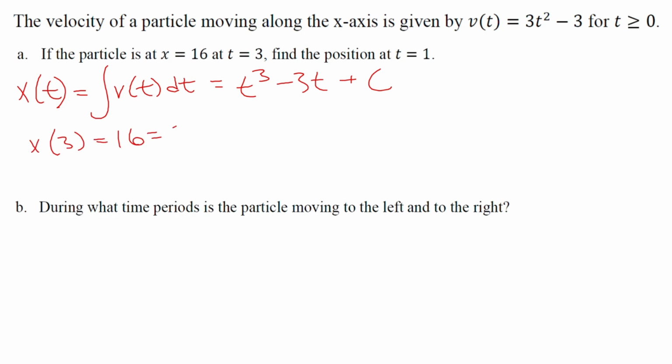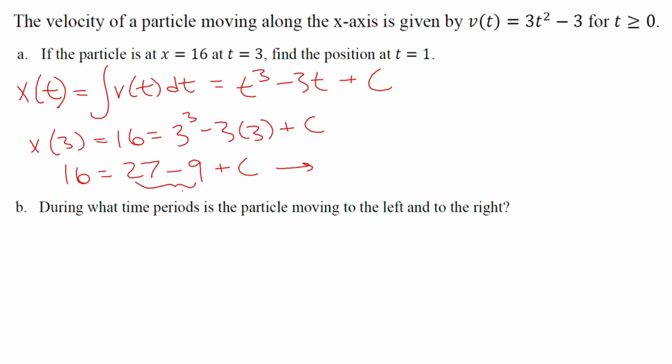So when I plug in 3 to this, 3 cubed minus 3 times 3 plus c, I need to get 16. In other words, 16 is equal to 27 minus 9 plus c. Or 16 is equal to 18 plus c. Right? 27 minus 9, that's just 18. So if I subtract the 18 over, I get c is negative 2. Which tells me that my position function, x of t, is t cubed minus 3t minus 2.